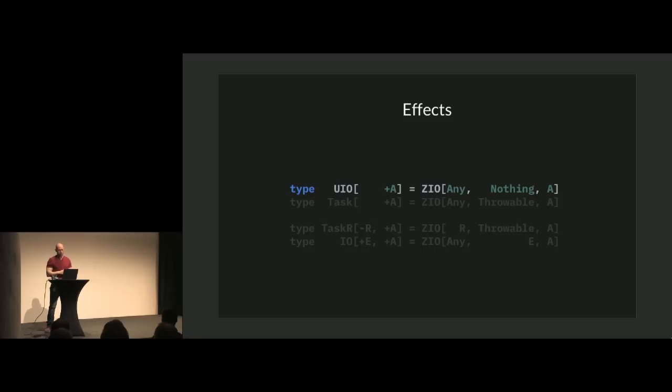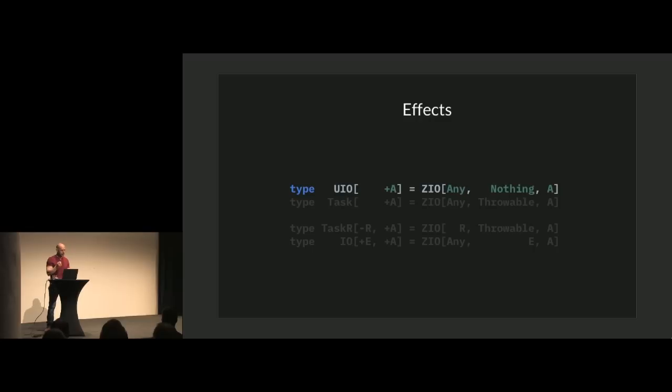The type UIO represents an effect that requires no environment at all, and that's modeled with the Any type parameter. So Any means it has no requirements at all. You could give it an Int, you could give it a String, you could give it a database. It doesn't care because it's not going to use it. It cannot fail with any error.